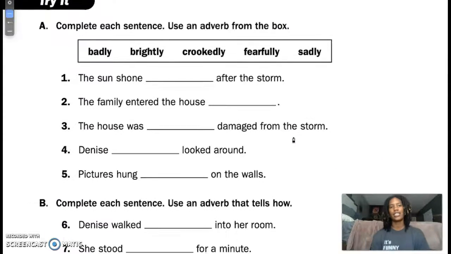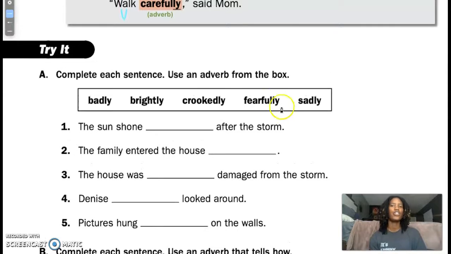Part A says, complete each sentence, use an adverb from the box. Now, guys, you have to use the correct adverb. So if you do not understand these adverbs, make sure that you use a translator to understand, okay? Now, if it helps, repeat after me.